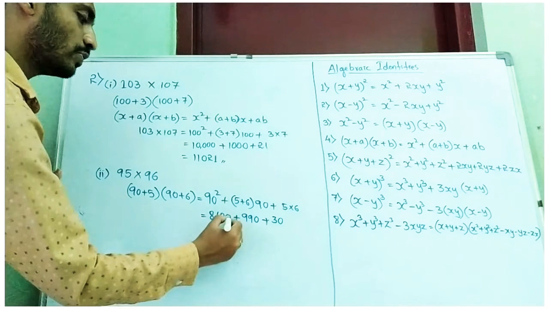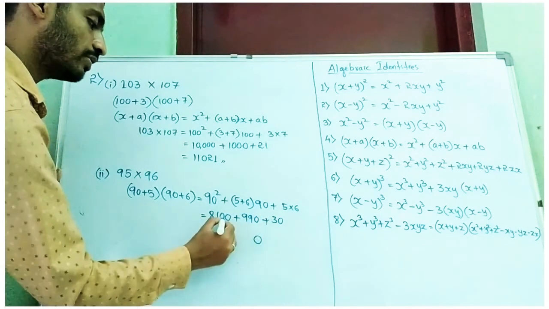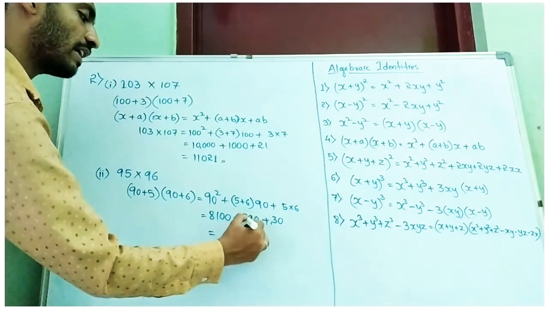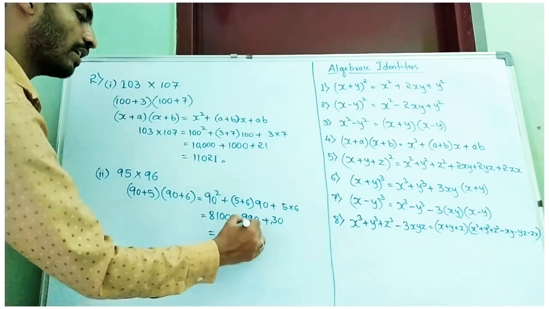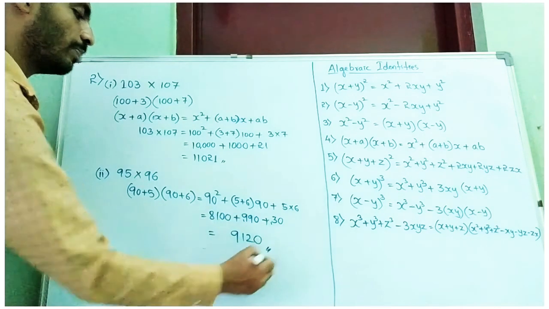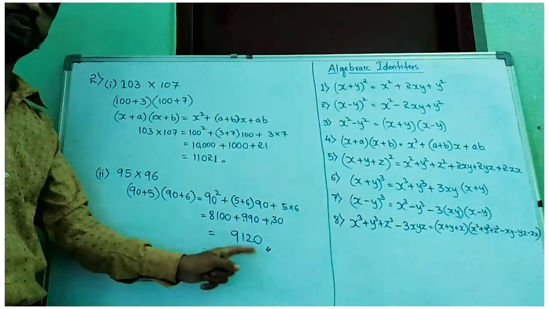Okay, now add them. 0, 0, 0. 0 plus 9, 9 plus 3 is 12, carry 1. 1 plus 9 is 10, 10 plus 1 is 11, again carry 1. So 8 plus 1 is 9. So our answer will be 9,120.